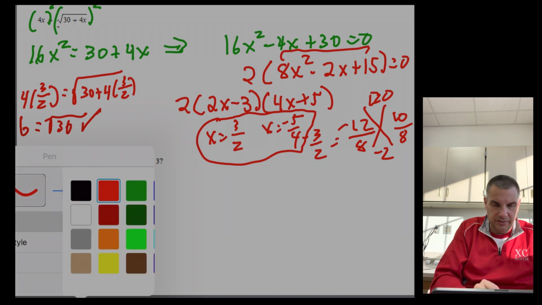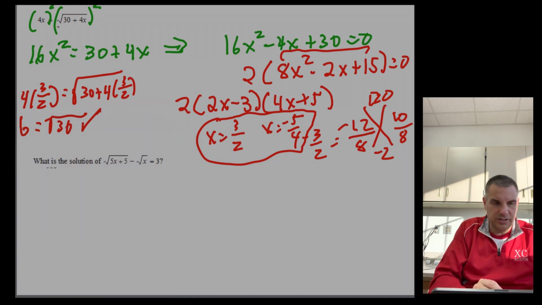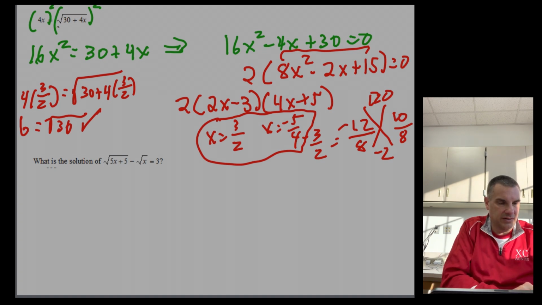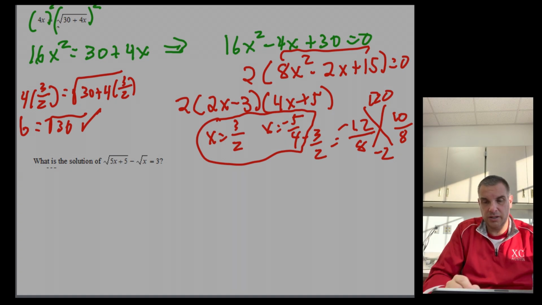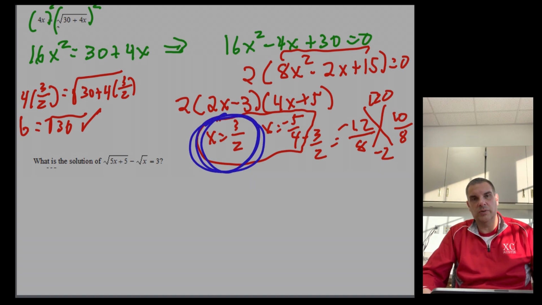Now we try the other one. If you put negative 5/4 in there, you're going to get negative 4 times negative, so it's going to be negative on the left-hand side, so we know that doesn't work. So our only solution to this is 3/2. That negative 5/4 is an extraneous solution.